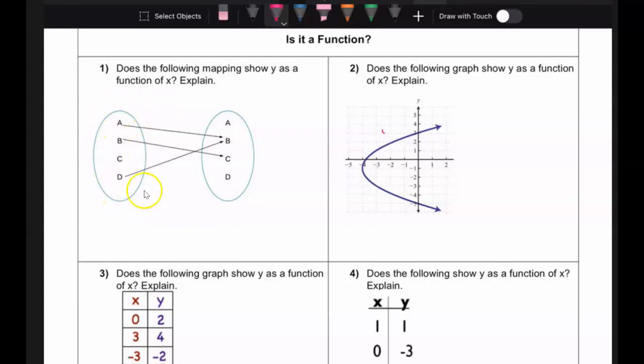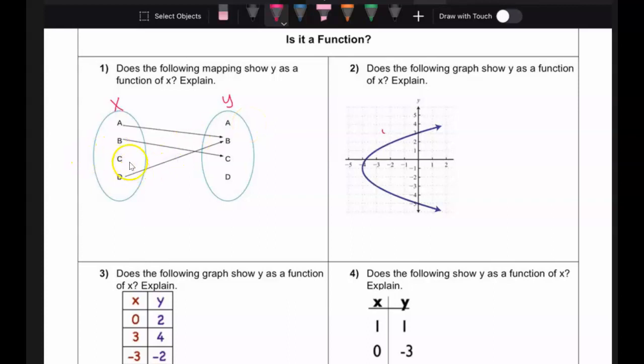So we look at the leftmost mapping, or the leftmost circle. That will always be your x values, and the rightmost will always be your y values. Now to tell if there's repeating, you'll have repeating when there's double arrows. So A goes to B, so there's no repeating. A only goes to B. B goes to C, okay, no repeats. And D goes to B, no repeats.